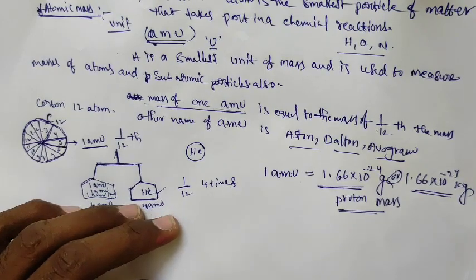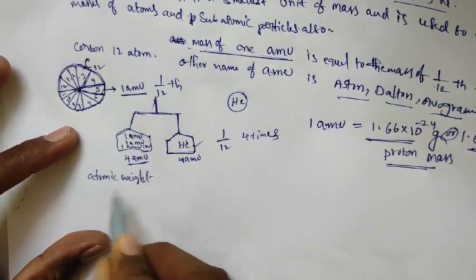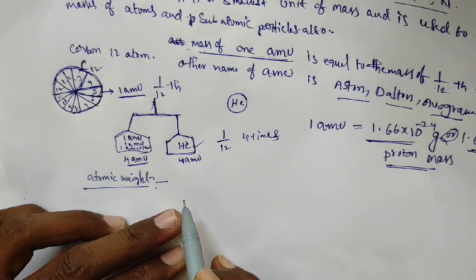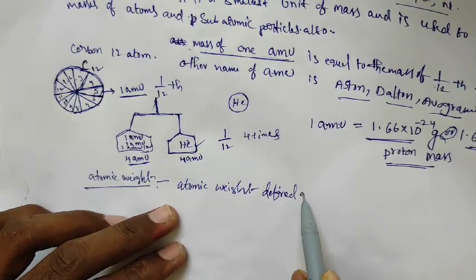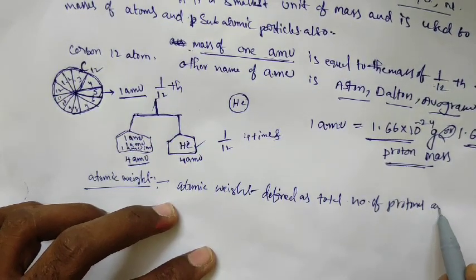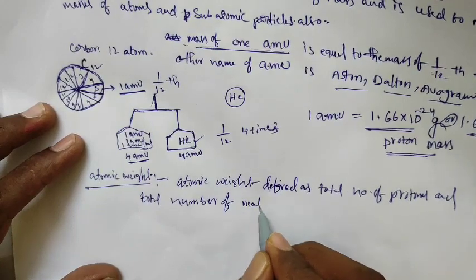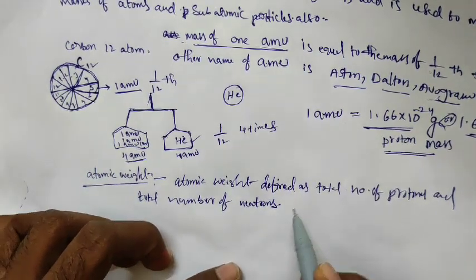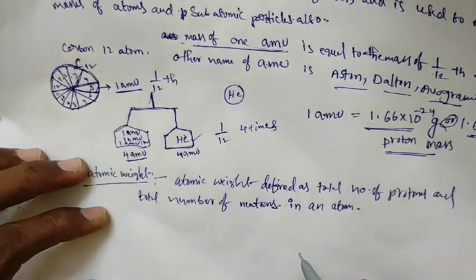Now atomic weight. Atomic weight is defined as the total number of protons and the total number of neutrons in an atom.